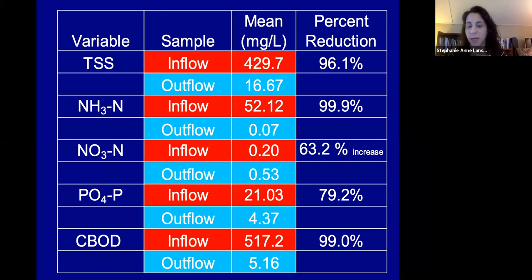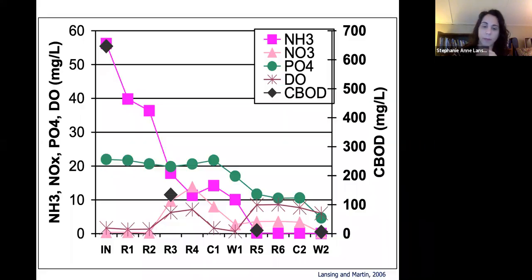Our phosphorus came in again fairly high, 21 milligrams per liter, and we got almost an 80% reduction in that. And then our BOD, our carbonaceous BOD, came in at over 500. And again, we got 99% reduction with less than 5 milligrams per liter in the effluent.